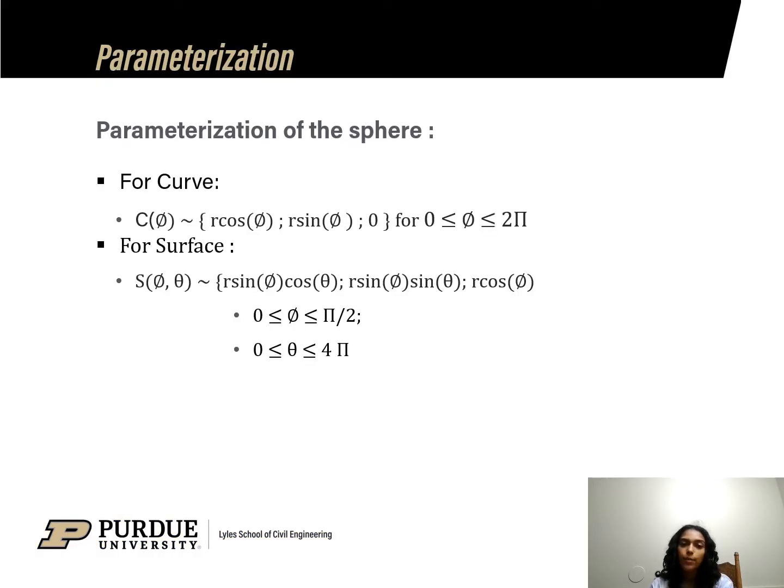Now, this is the parameterization of the sphere. For curve C, we use one parameter, which is given by r cos phi, r sin phi, and 0 over the range of 0 to 2 pi for phi. And for the surface, it's given by r sin phi cos theta, r sin phi sin theta, and r cos phi, which ranges from 0 to pi by 2 for phi and 0 to 4 pi for theta.